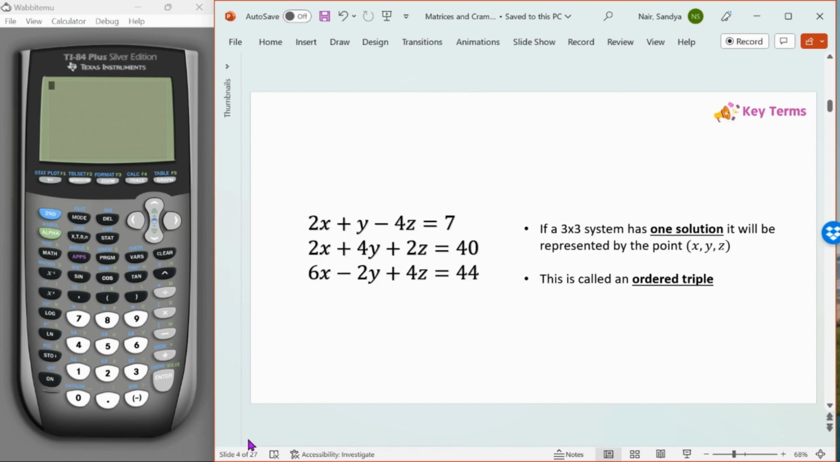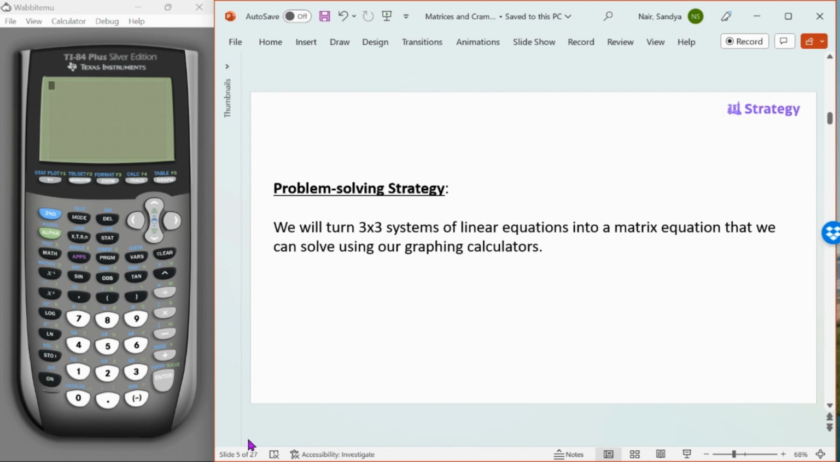So if a 3 by 3 system has one solution, remember that it'll be represented by a point which is x, y, z. That is also called an ordered triple. So here's our problem solving strategy for today. We're going to take a 3 by 3 system of linear equations and turn it into a matrix equation that we can solve using our graphing calculator.